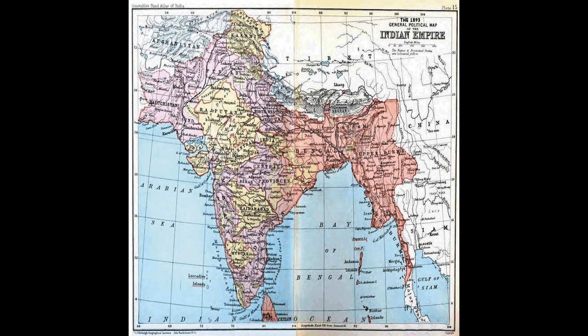From 1858 until 1947, 27 individuals served as Secretary of State for India and directed the India Office. These included Sir Charles Wood, the Marquess of Salisbury, John Morley, E.S. Montague, and Frederick Pethick Lawrence.